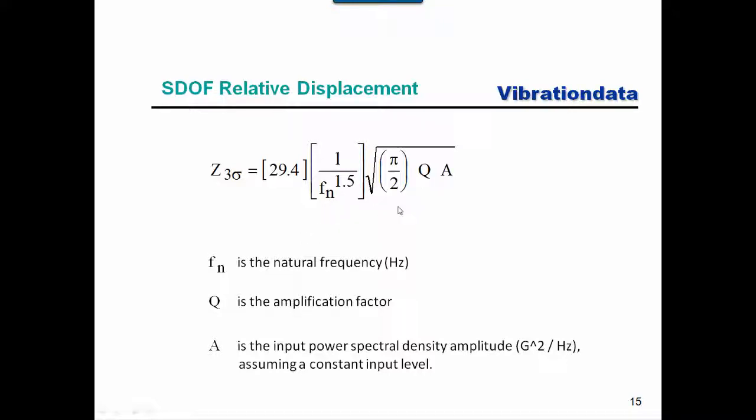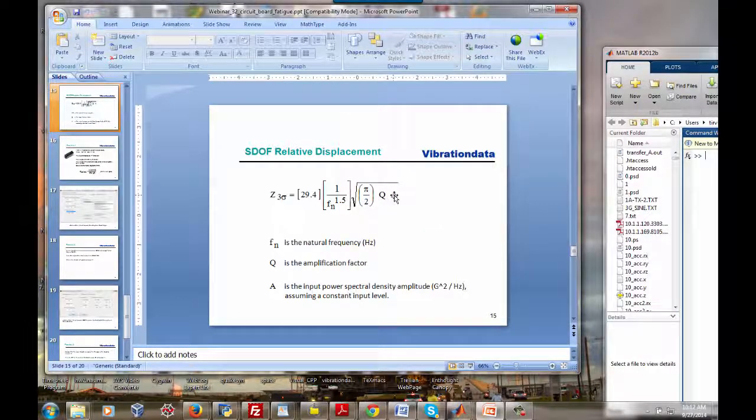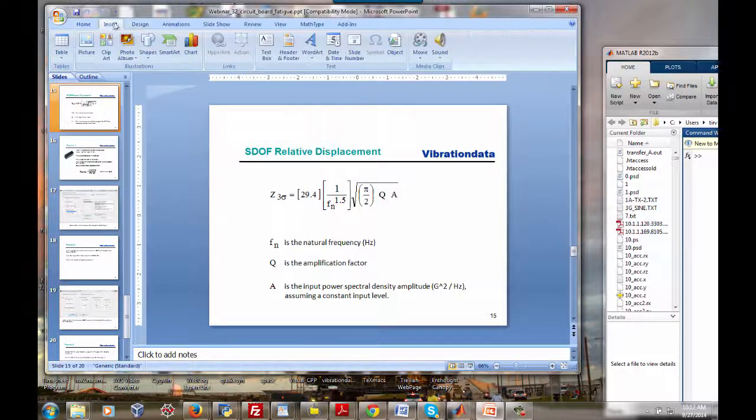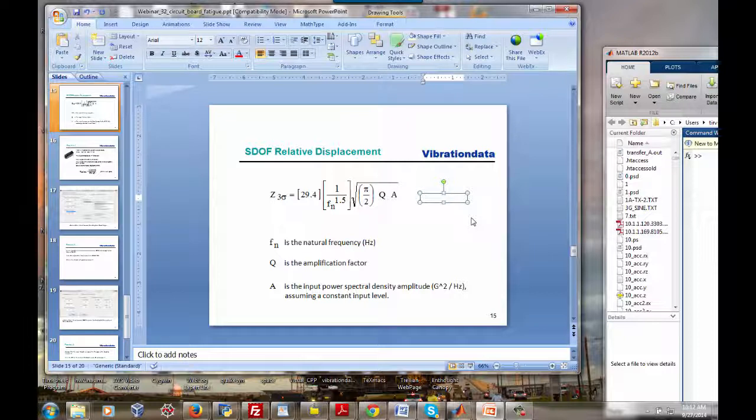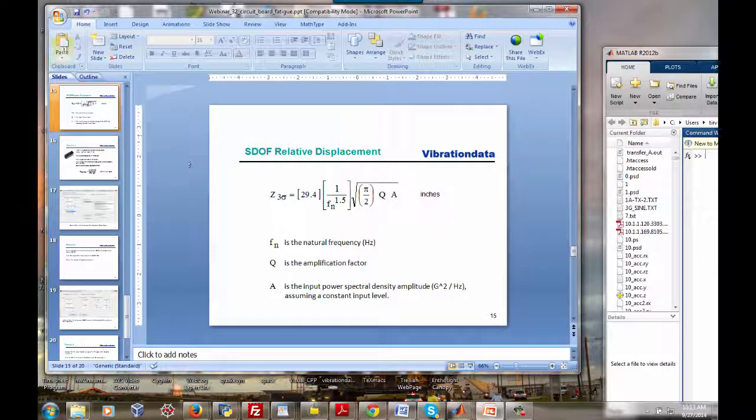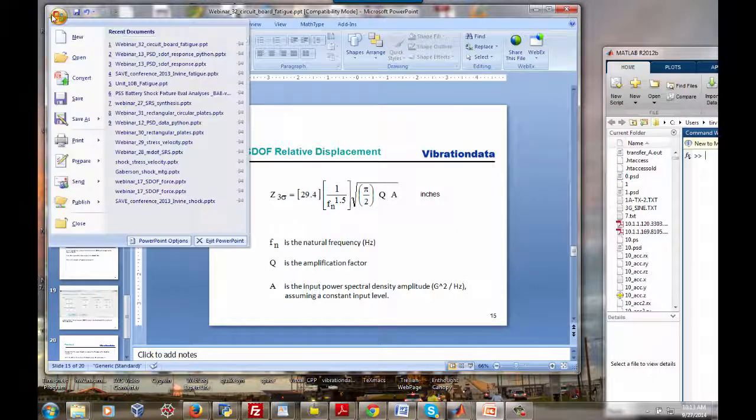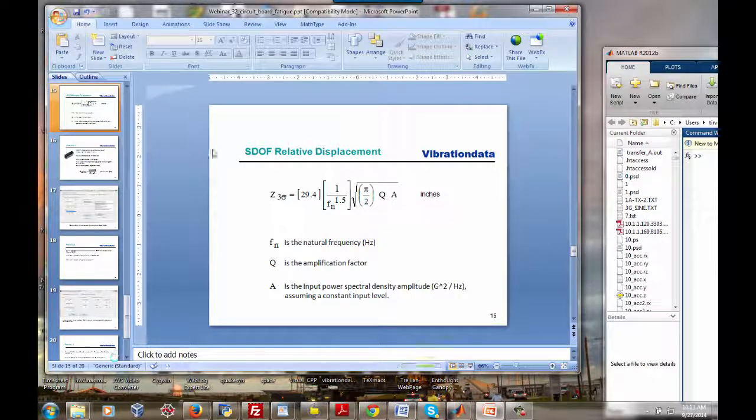In fact, while we're here and I still have this in my mind, I'm going to go ahead and put that this is inches here, just to make that clear. So if you're in Europe and you're doing the metric system, you can do your own unit conversion. Okay, so let's go back to full screen.